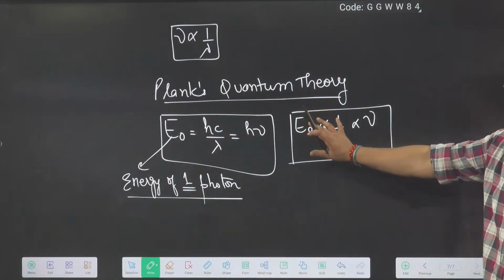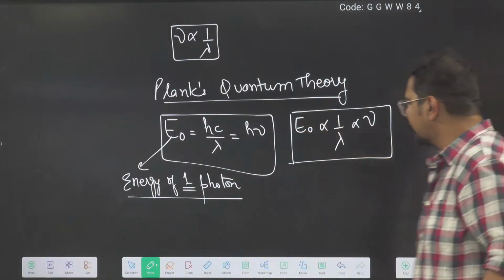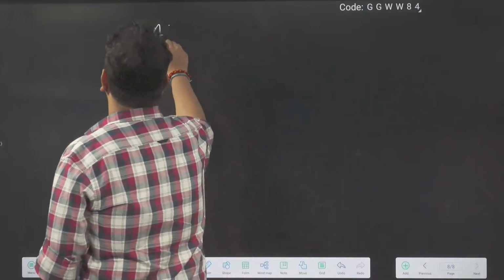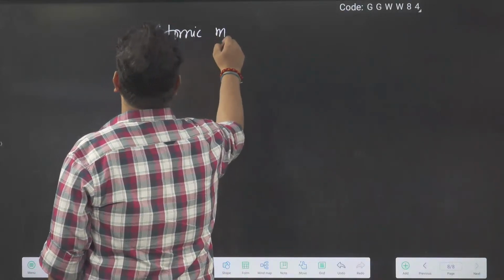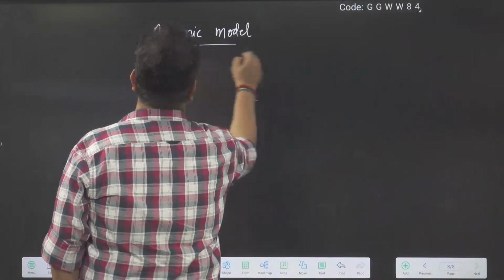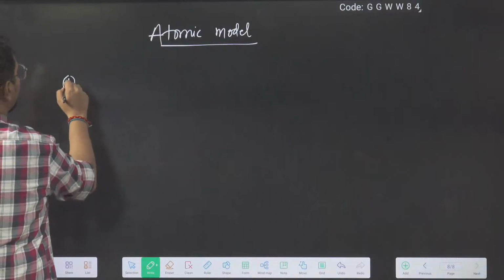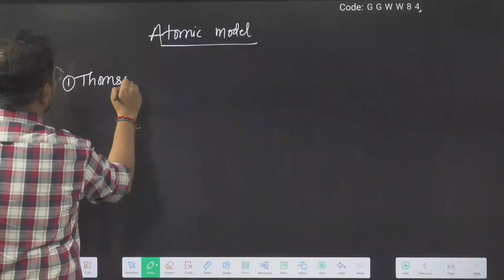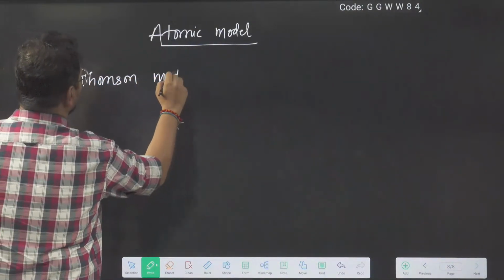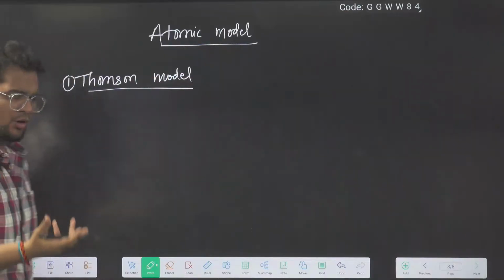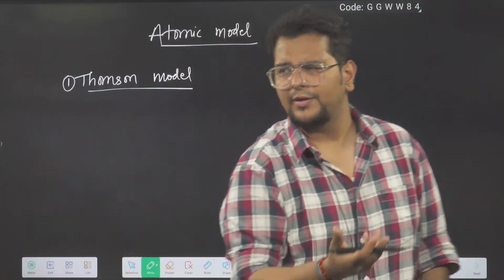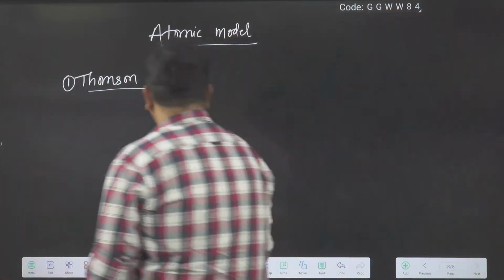We will come back to Planck's theory in detail, but firstly, can we now move on to a little easier topic, atomic models. In atomic models, the first model we are going to study is Thomson's model. Thomson's model is a very simple model, the plum pudding model, or watermelon model we can call it. So the model is like this.